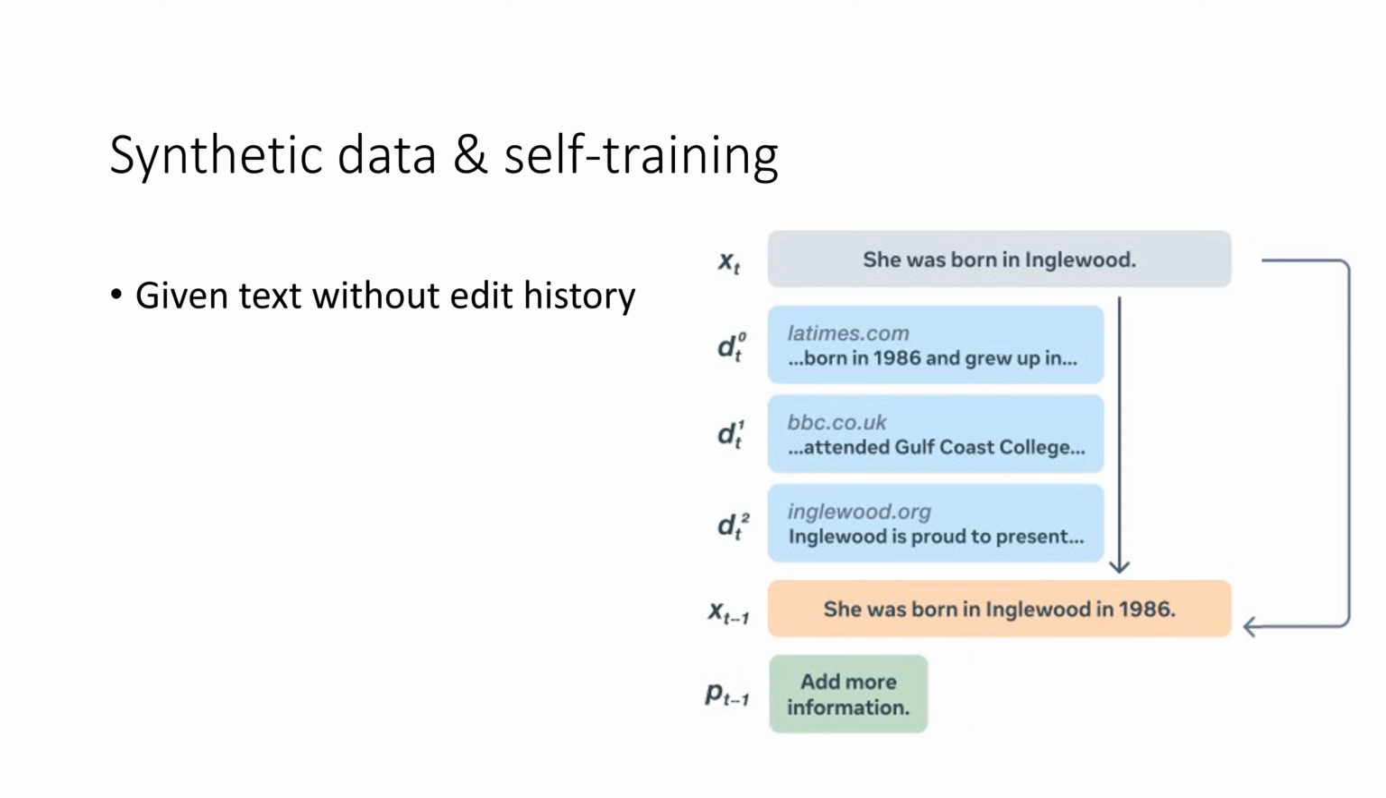The undo model is used to generate synthetic data. Given a piece of text without edit history, the undo model generates the previous version of the text until arriving at some basic text. This way, Wikipedia is not the sole source of training data. Other data sources can also be part of the training set.